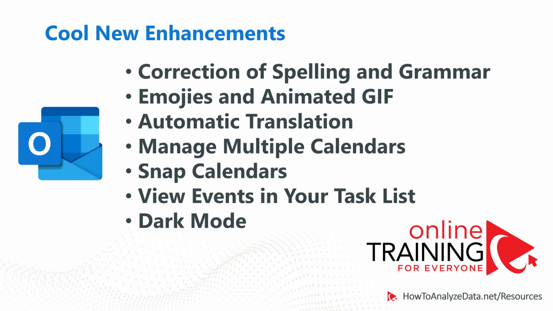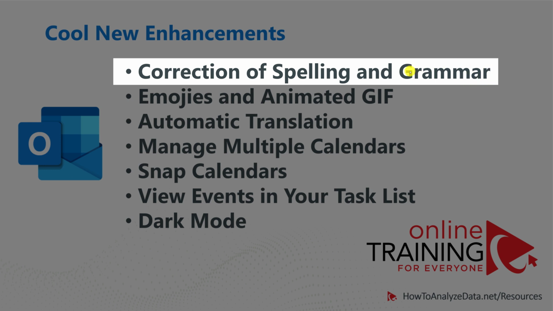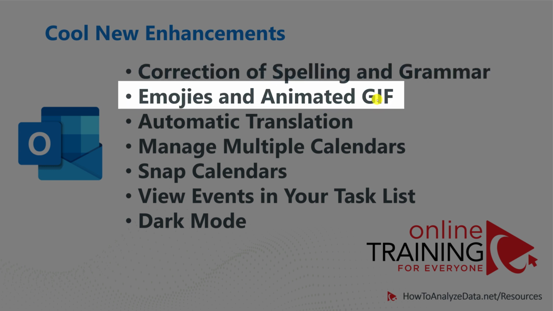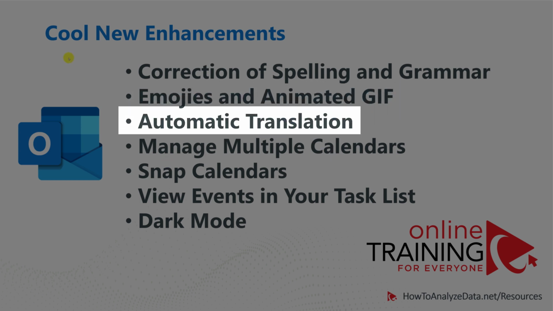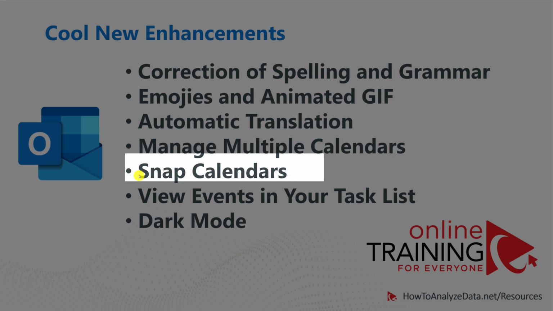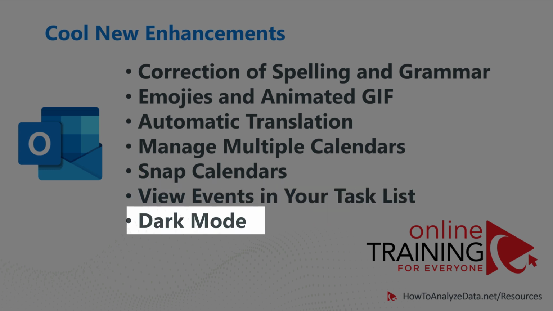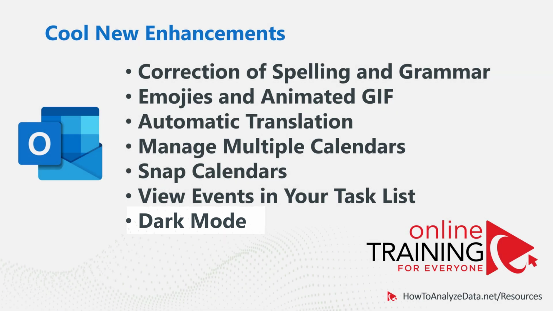Now let me share with you some cool new enhancements that you can check out on your own, as Microsoft introduced these features in the latest release. One of them is correction of spelling and grammar. So not just are we looking at the correct spelling of the words, Outlook also gives you suggestions for the grammar. You have access to emojis and animated GIF files. You can include them to emotionalize your messages. Automatic translation into different languages. Managing multiple calendars. You can just add additional calendars into Outlook to monitor and respond to different accounts. You can snap calendars and view them side by side. You can also view events in your task list. And last but not least, you can take advantage of dark mode, so your eyes are not as strained and you can be more productive for longer.